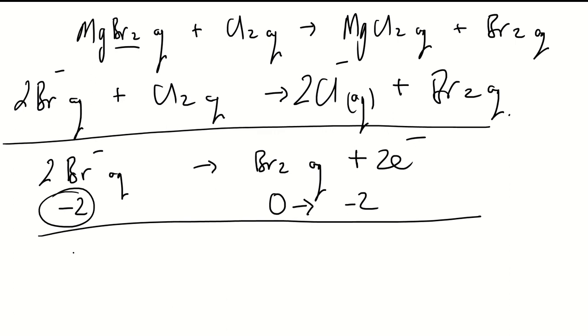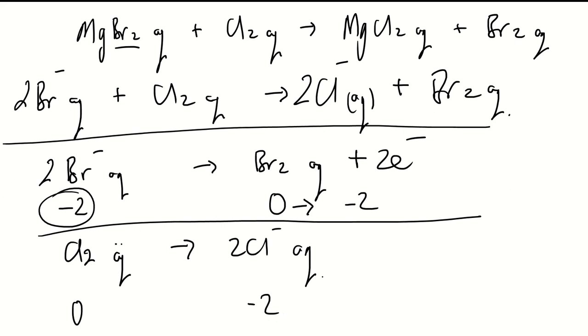Let's look at the other one, of course, which is the chlorine, aqueous, goes to 2 chloride ions. And if we look at the charges, 0 on the left, -2 on the right, well, the only way I can get -2 is plus 2e minus. So the overall charge on this side is now -2, and the charges now balance up.